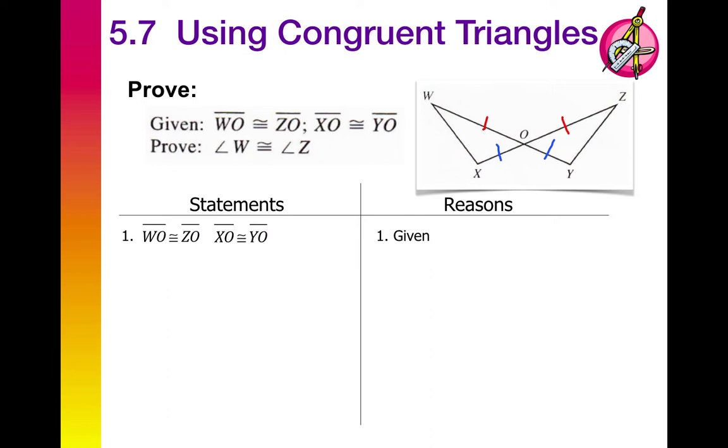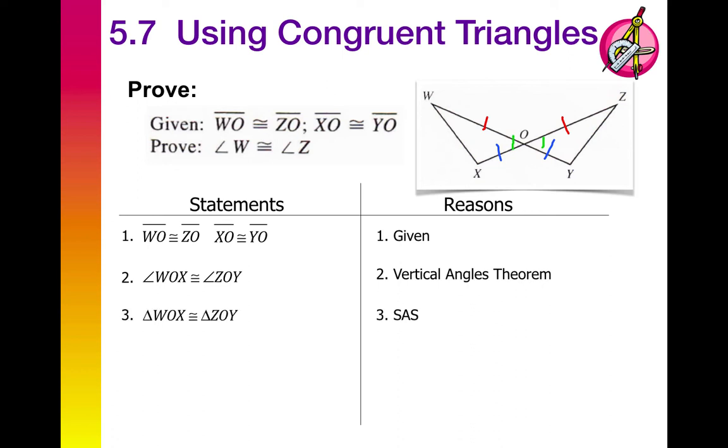So the first thing we do, we state the given, and then we say, well, we have vertical angles, and the vertical angles are this angle is congruent to this angle. Once we have that, we have side angle side, and we've shown that the two triangles are now congruent. Once we know both triangles are congruent, then we can say any of their corresponding parts are congruent. So we can say that angle W is congruent to angle Z. And that's by corresponding parts of congruent triangles are congruent, CPCTC.